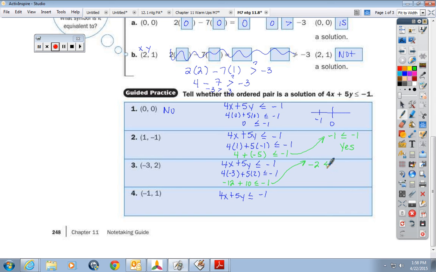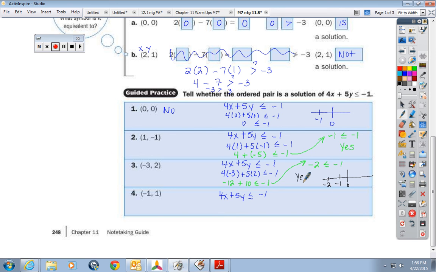Be careful on these. You just look at it on a number line. Here's 0. Here's -1. Here's -2. Is -2 less than or equal to -1? Yes. It would be. So the answer is yes, it would be.